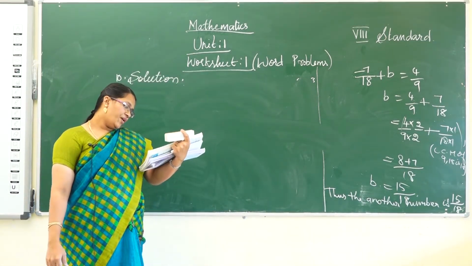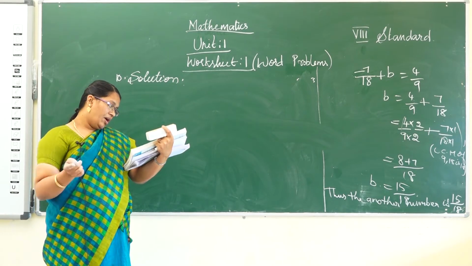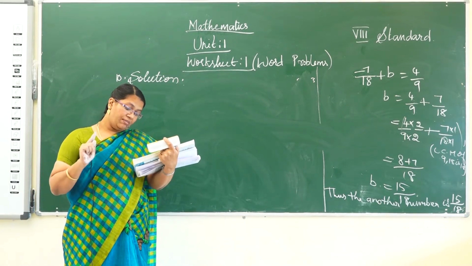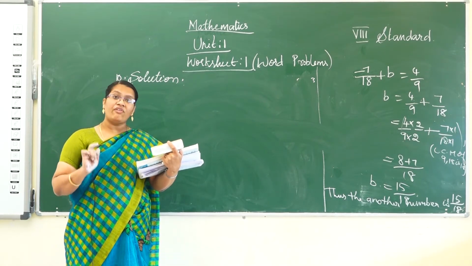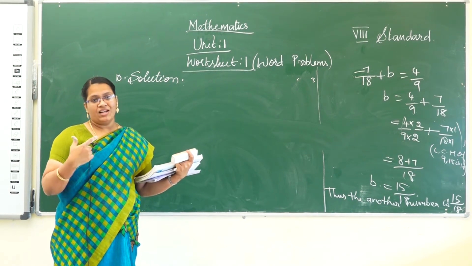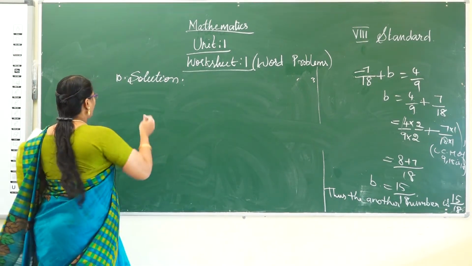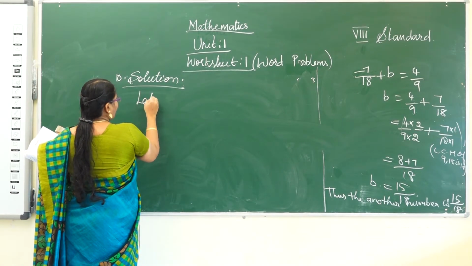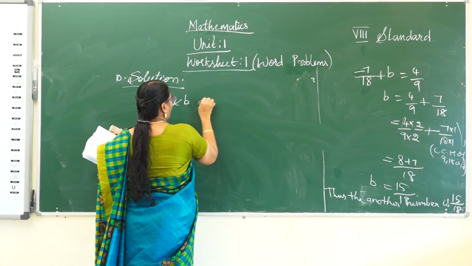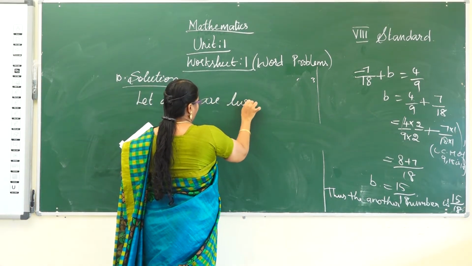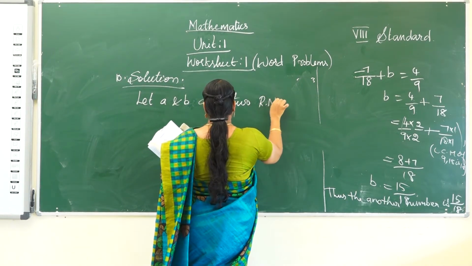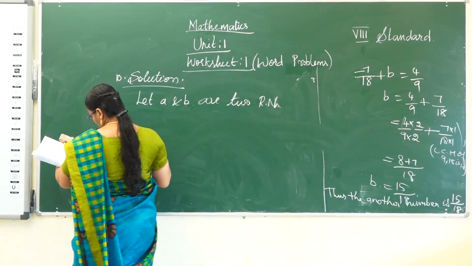See the product of two rational numbers. The product of two rational numbers is minus 15 by 16. If one of them is minus 3 by 8, then find the other. So the previous problem had the sum, addition given; here it is the product. Okay, so here also we have A and B are two rational numbers.